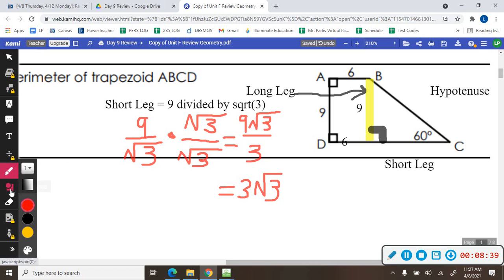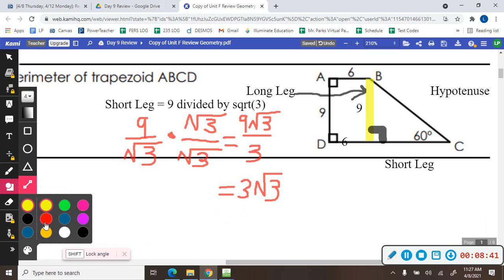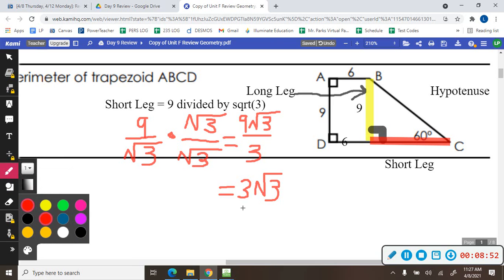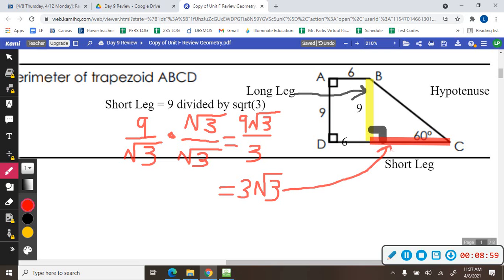So I just found that from here to here is 3 radical 3. So this is 3 square root of 3. Now to go from short leg to hypotenuse, that's easy. You just multiply by 2. So the hypotenuse is going to be 6 radical 3.